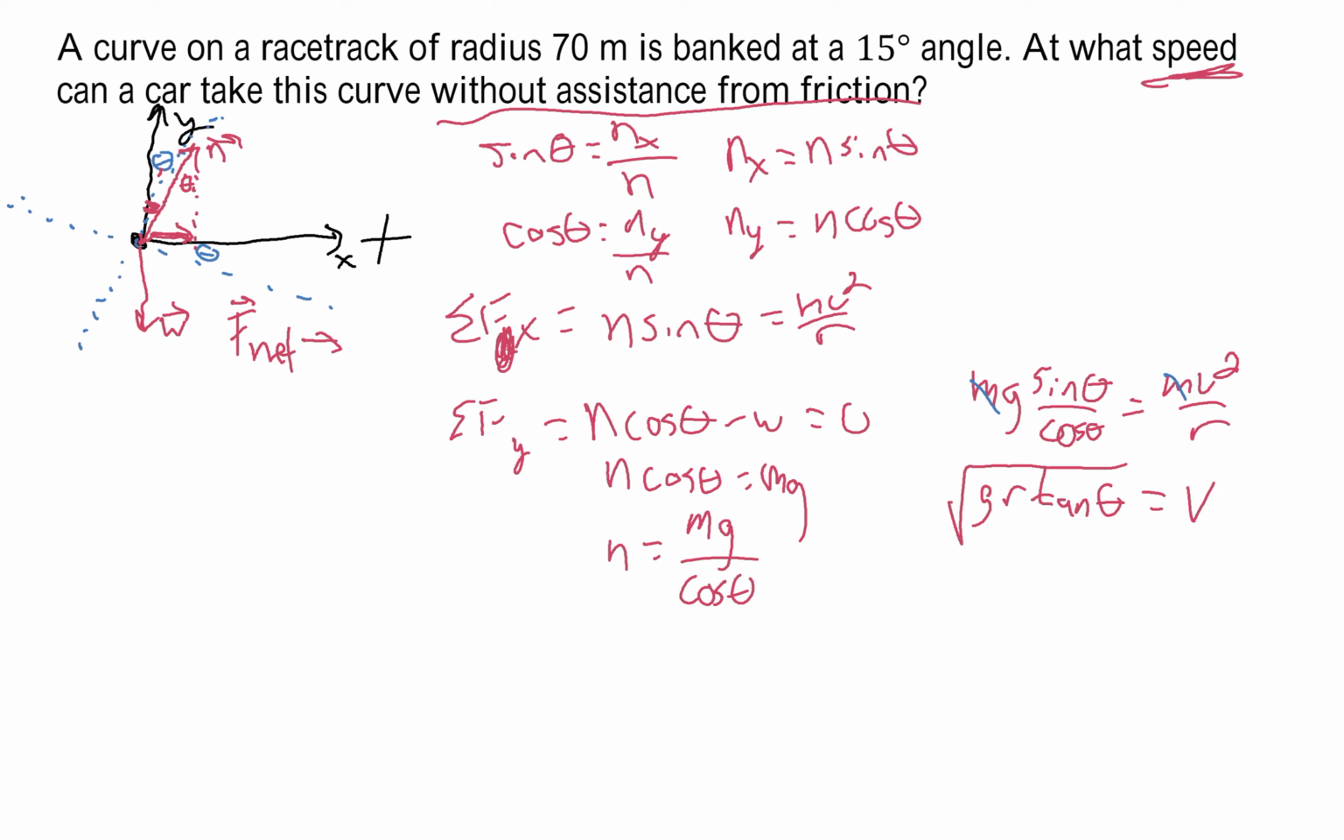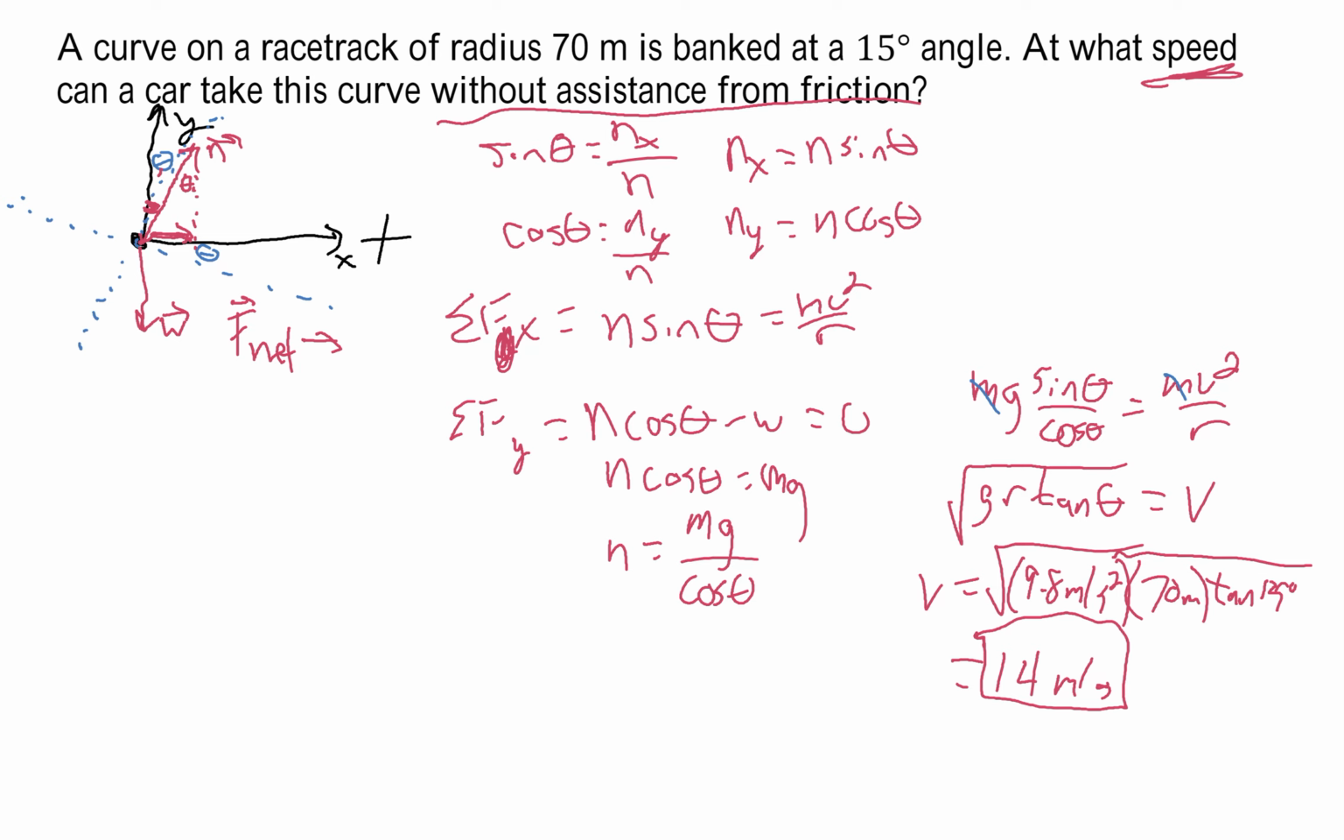I know g, I know r, I know theta, so I can plug everything in. I have v equals the square root of 9.8 meters per second squared times r, which they told me was 70 meters, times tangent theta, which they told me was 15 degrees. So we can type all this into our calculator, make sure you're in degree mode. And we wind up with, after significant figures, 14 meters per second.